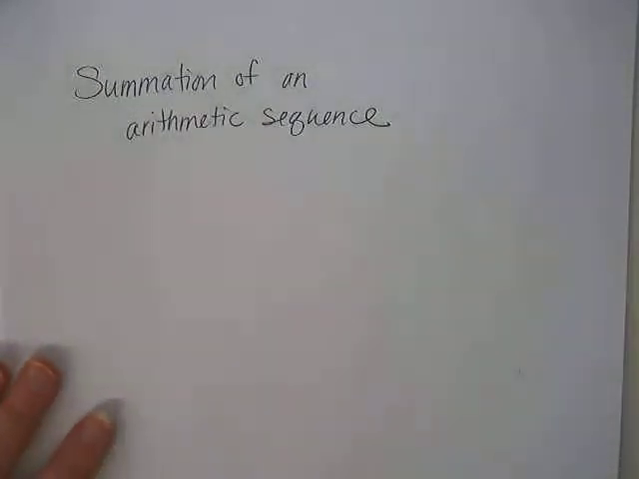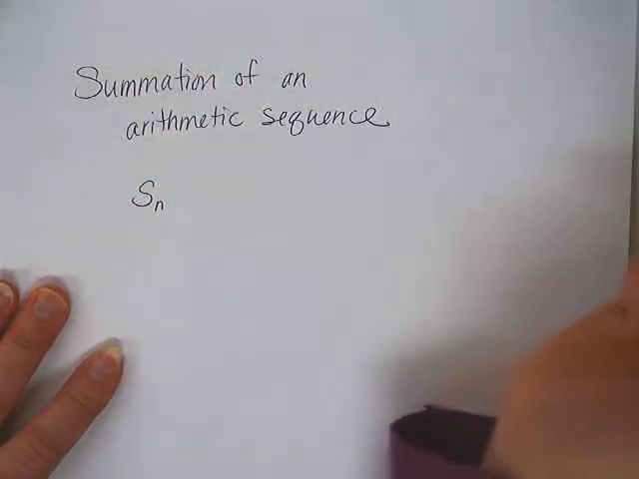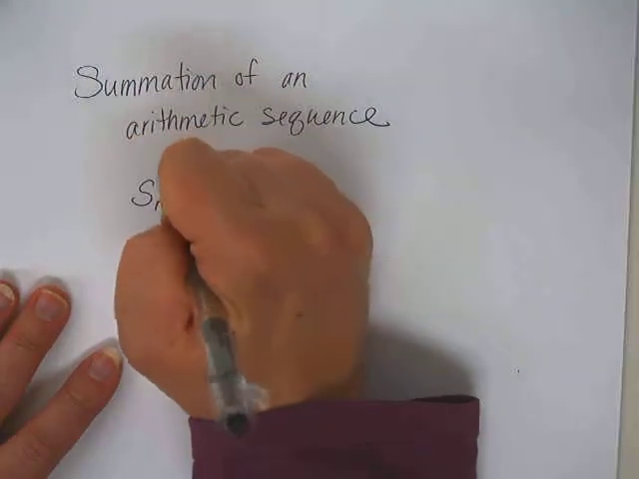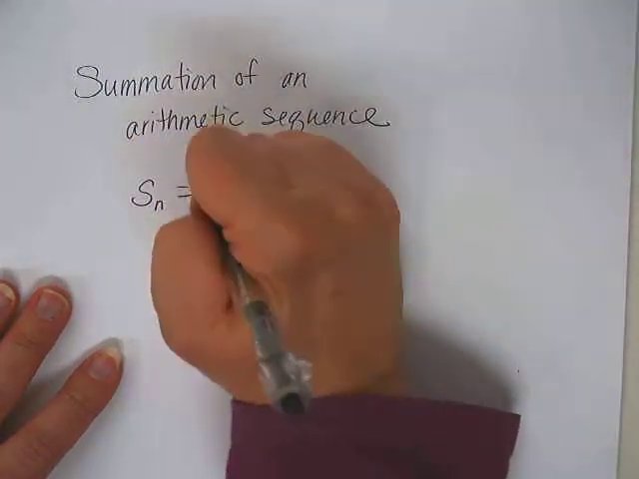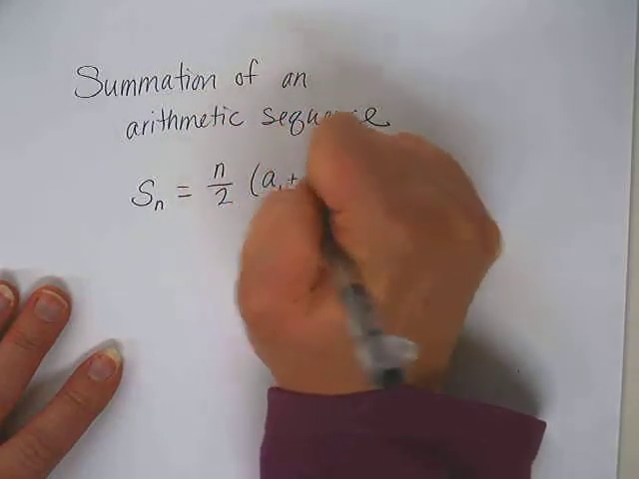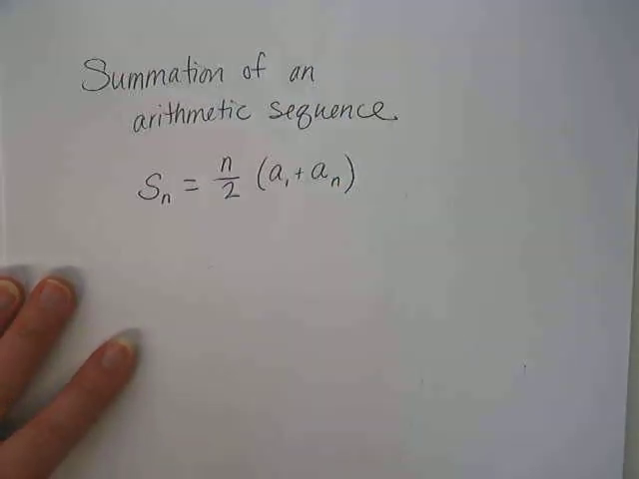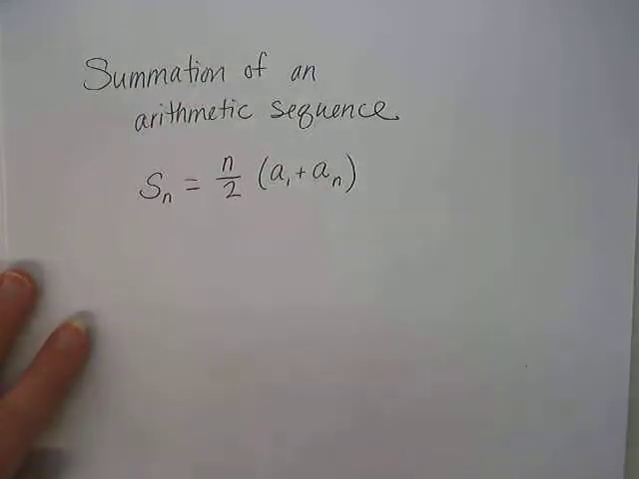So last thing is the formula for a summation. The summation of our sequence is going to be found with this formula: n over 2 times a sub 1 plus a sub n. And I'm wrong. That formula is not the one that I pointed out earlier.